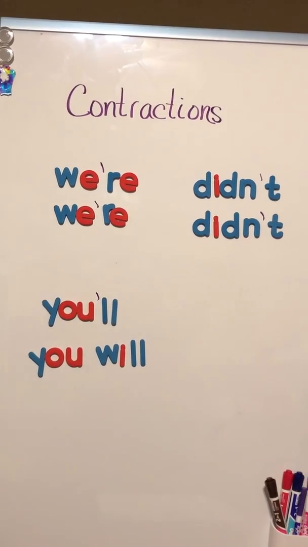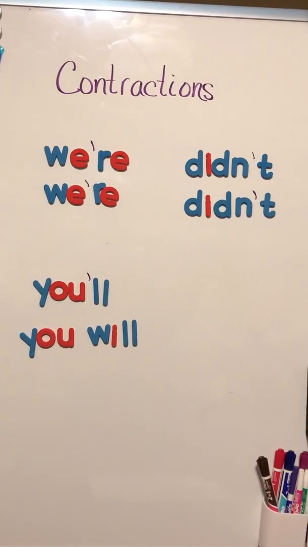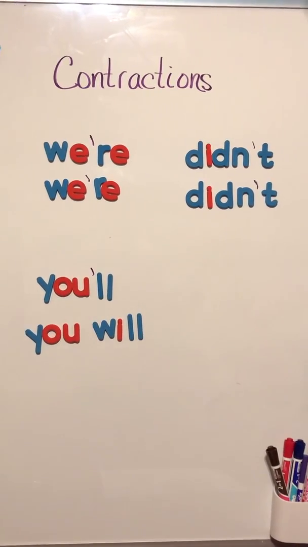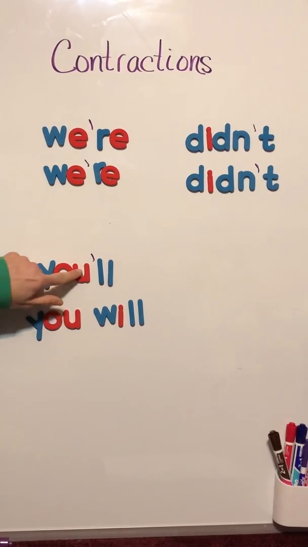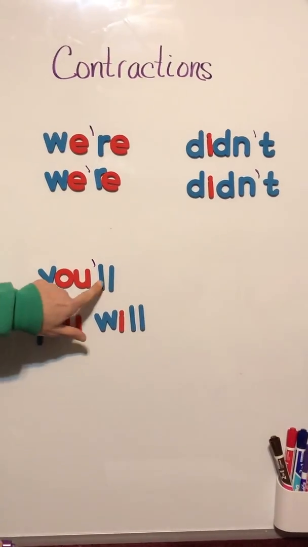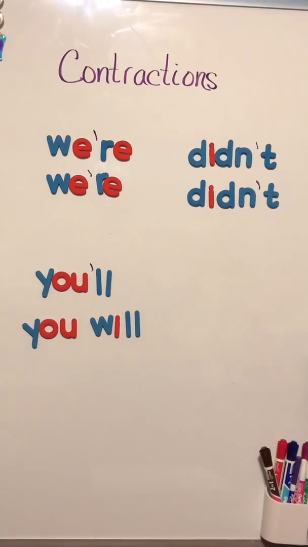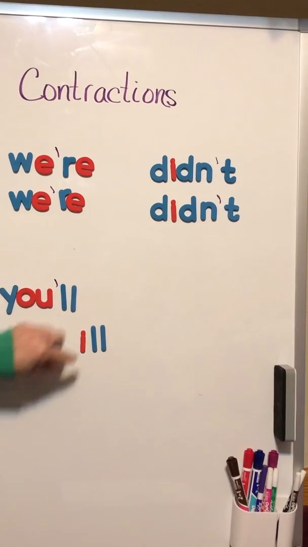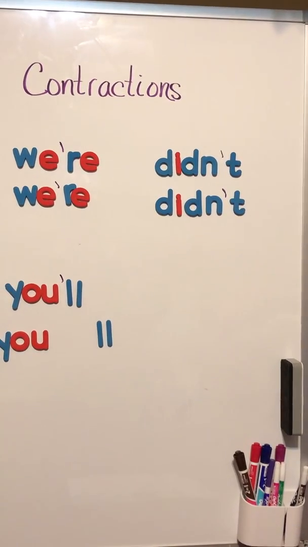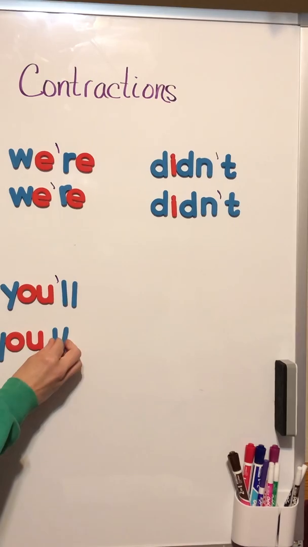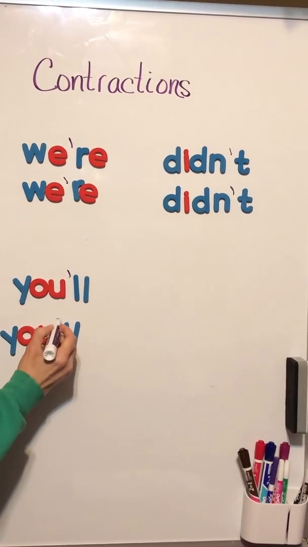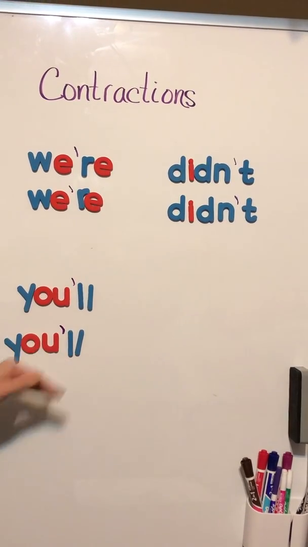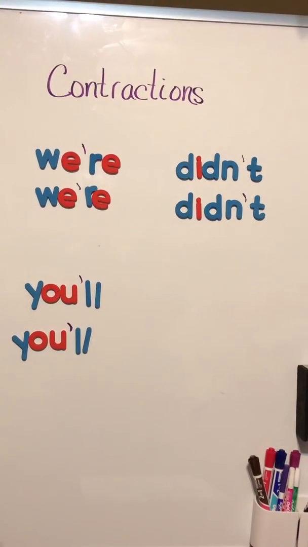And then if we look at you'll, well, you'll follows a slightly different pattern, because I have the Y, I have the O, I have the U, and then I have the 2 L's. So what did I remove to make the contraction you'll? Well, I had to remove the W and the I, and I squeezed my L's over, and I put an apostrophe in to replace the W and the I. And that is how I got the contraction you'll.